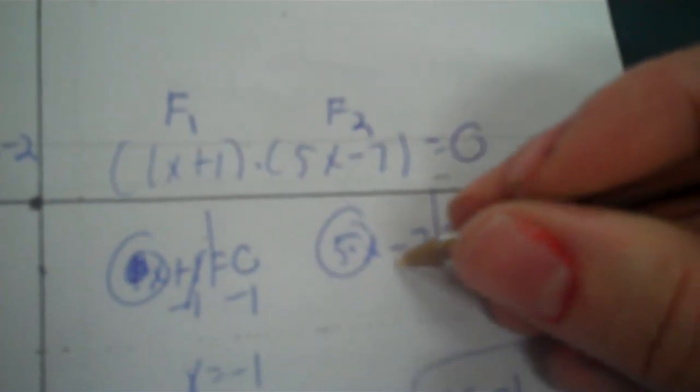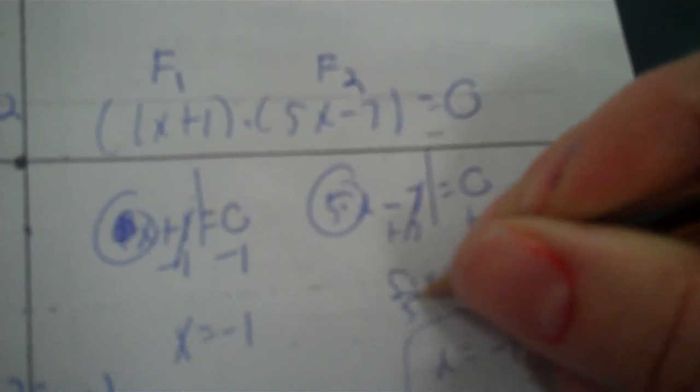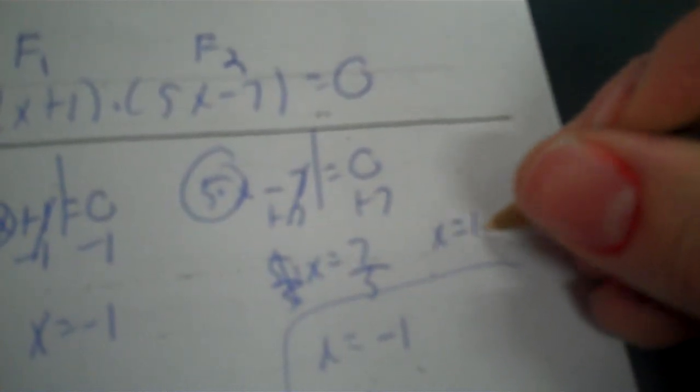F1, F2. So 1x plus 1 equals 0, 5x minus 7 equals 0. So you don't need the dot 1, just minus 1, and that would be negative 1. You need to plus 7, 0 plus 7, 7. Then you divide by 5, 7 divided by 5 is 1.4.